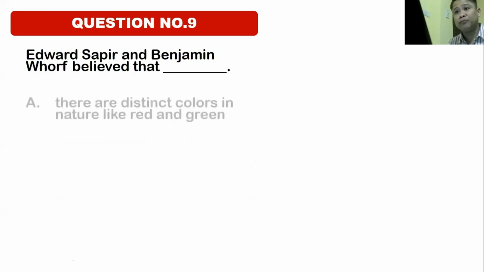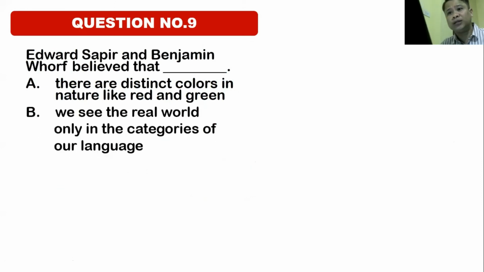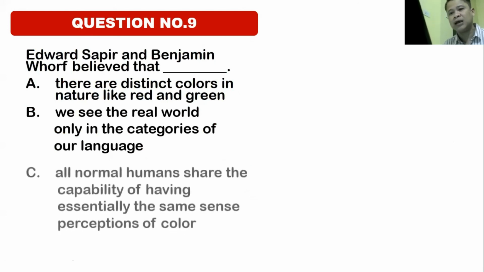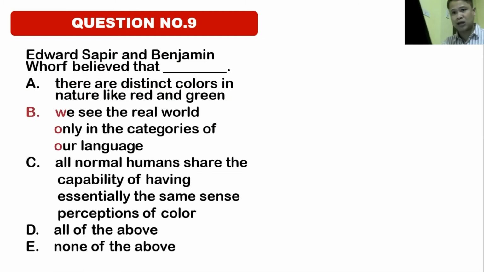Okay, question number 9. Edward Sapir and Benjamin Whorf believe that A, there are distinct colors in nature like red and green. B, we see the real world only in the categories of our language. C, all normal humans share the capability of having essentially the same sense perceptions of color. D, all of the above. E, none of the above. The correct answer is letter B. We see the real world only in the categories of our language. Again, Edward Sapir and Benjamin Whorf believe that we see the real world only in the categories of our language.